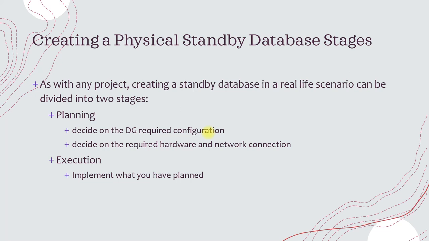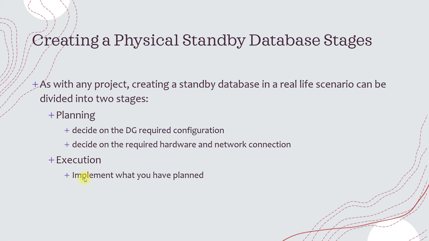Now let's say you are setting them in maximum availability mode. Then you might not lose the data, but there are chances where there can be a network timeout or something and the database can hang. Then you might set up one more server with maximum protection. It all depends on what you are setting up and what parameters you want to use. You discuss this with your management, and that's how you come up with the idea. So decide on the Data Guard requirement configuration, and decide on the required hardware and network connection. That's what I was saying.